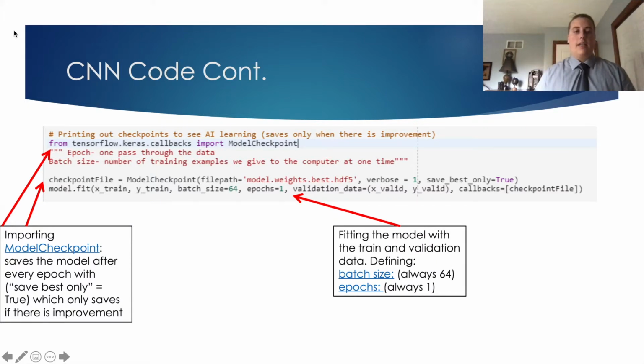Okay, and then I imported ModelCheckpoint. What this did is it saved the model after each epoch, and it saved best only, and what that means is that if it improved from the last epoch, it's going to save it, but if it didn't, it won't save it. And then I fit the model with the training and validation data, and I had to define the batch size, which I always kept at 64, and I always kept the number of epochs at 1 to keep everything constant.